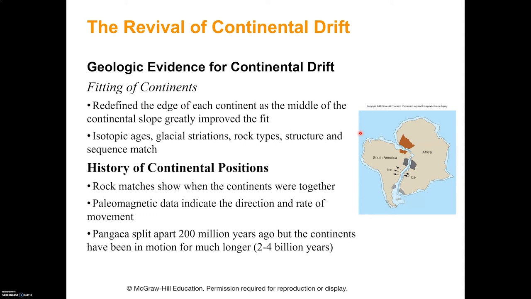So we continue with this revival of these ideas, and we start fitting these continents together, and we look at the geology, and we start taking the ages, glacial striations, so evidence of glaciers that moved across there, the different rock types, the structure, and they're matching up on different continents. So when we put South America and Africa back together in Pangaea, we have the same rock types that are matching up that are now separated by oceans.